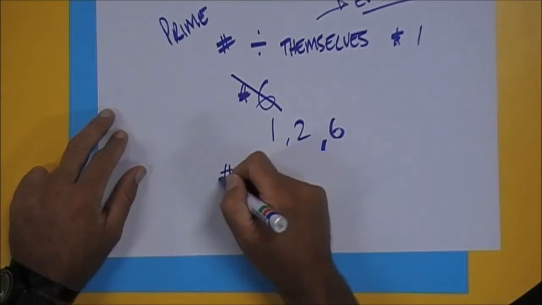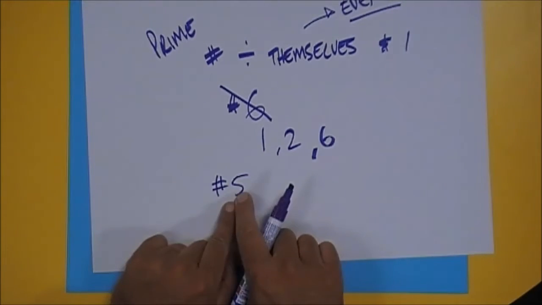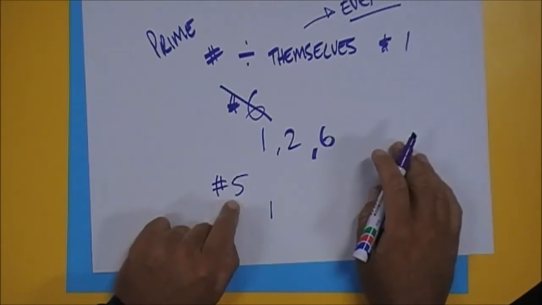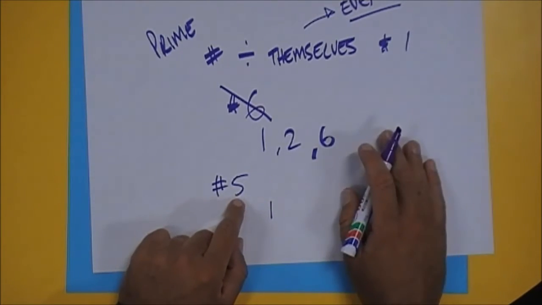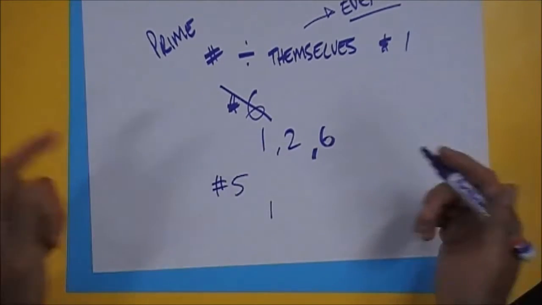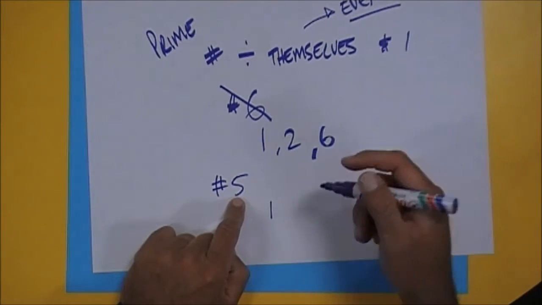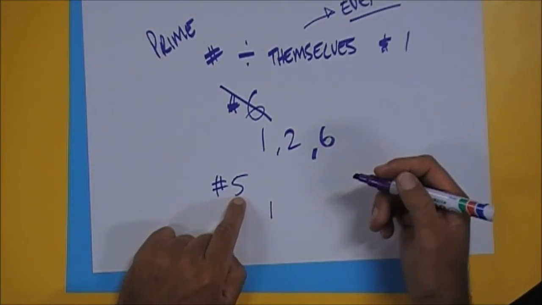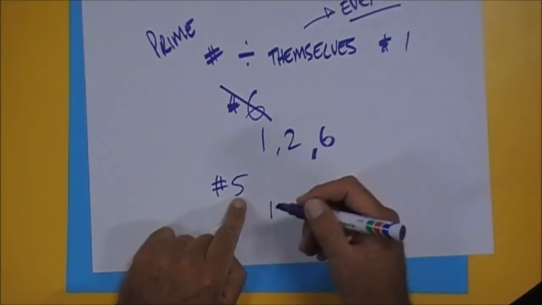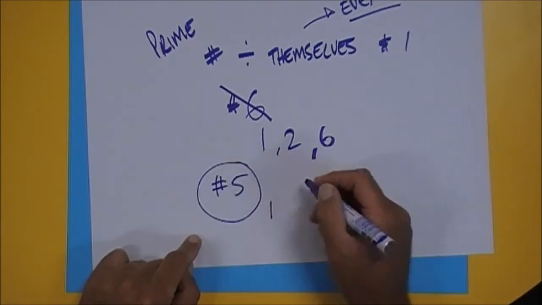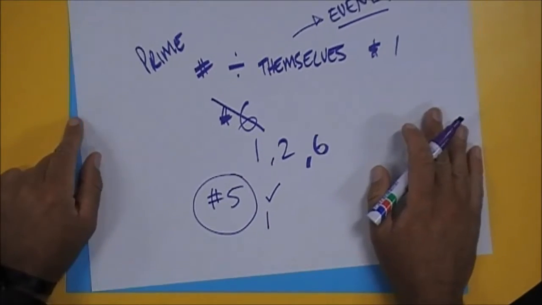Think about the number 5 though. Now I can divide 5 by 1. 5 divided by 1 is 5. I can divide 5 by 5, that's 1. I cannot divide 5 evenly by 2, that'd be 2.5. I can't divide it evenly by 3 or 4, so therefore the number 5 is a prime number.